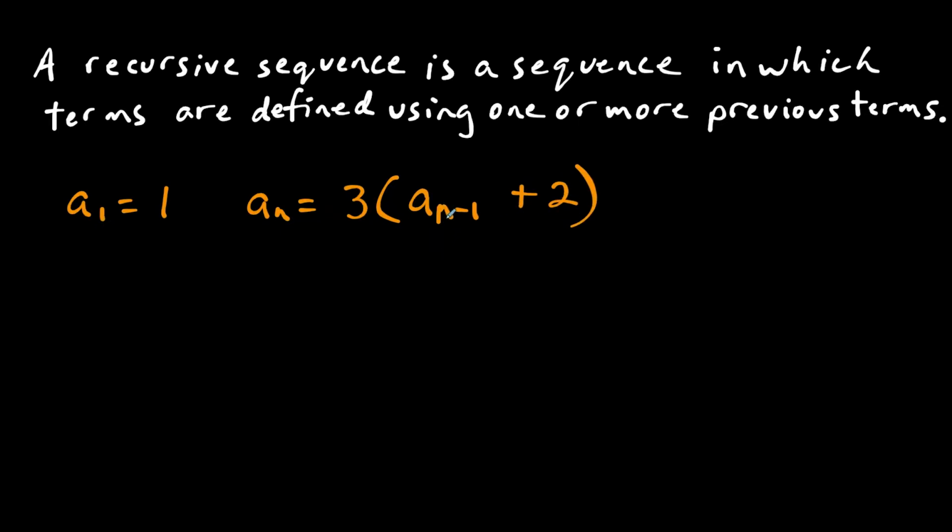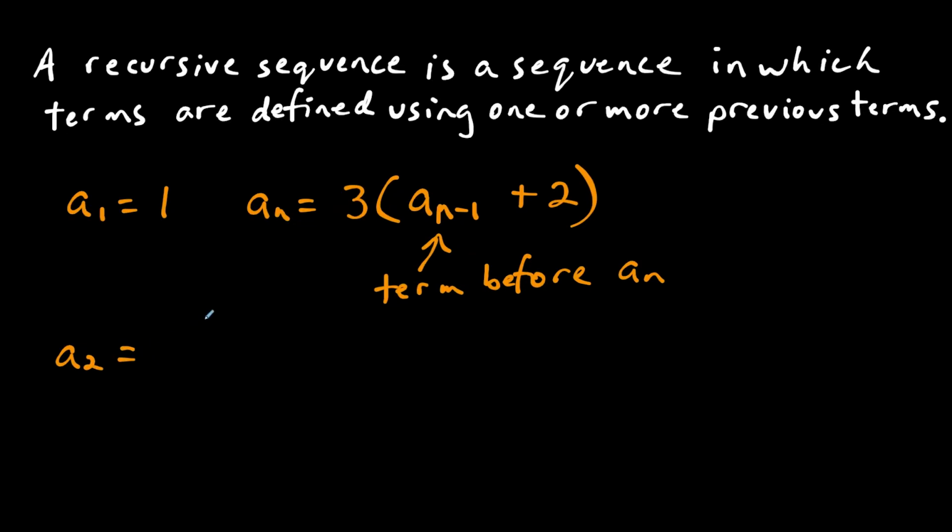So the way that I like to deal with these type of sequences is that I look at the a sub n minus 1 term, and I describe it in my head as the term before a sub n. So let's say here I want to find the first 5 terms.